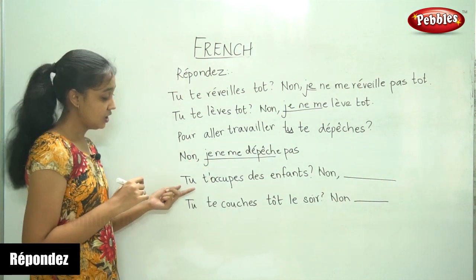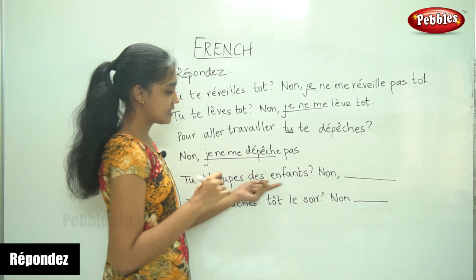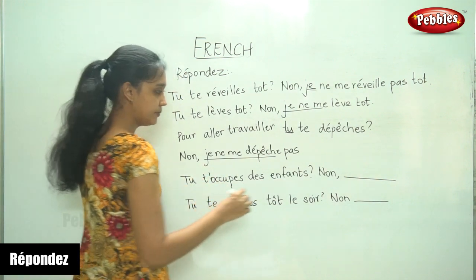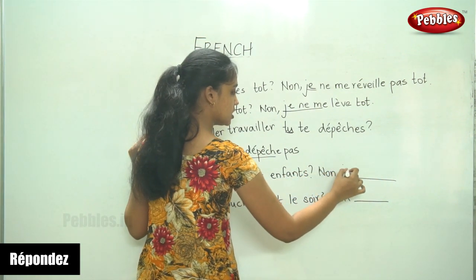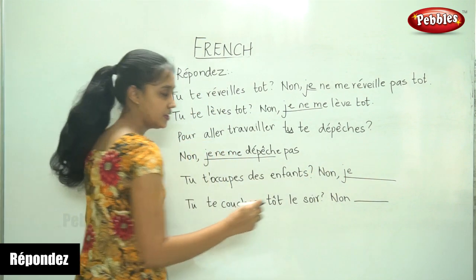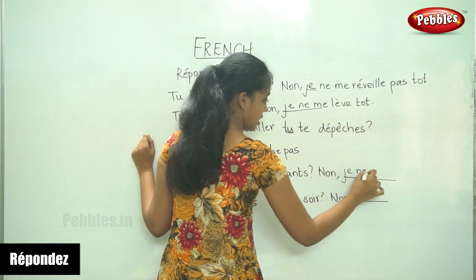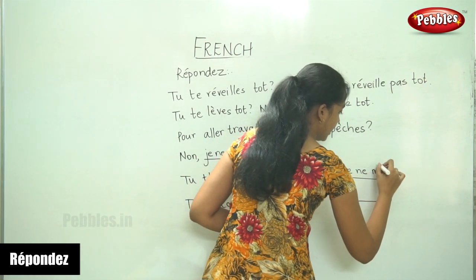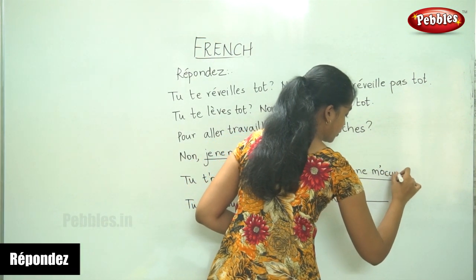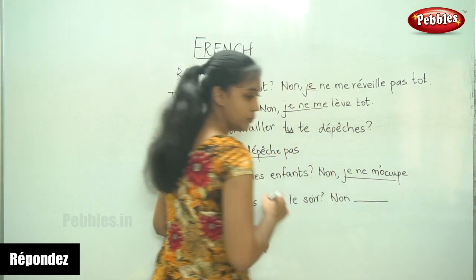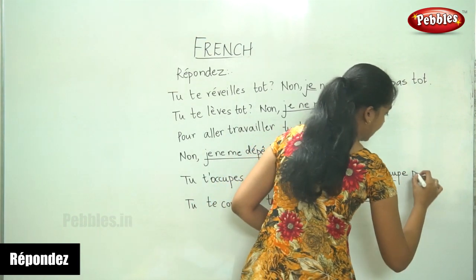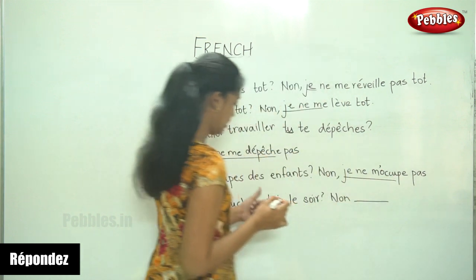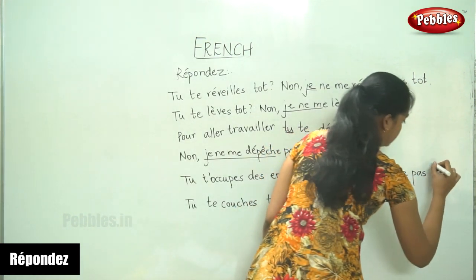The next question. Tu t'occupes des enfants? Non. Je ne. Te becomes m, and occuper for je, occupe pas des enfants.